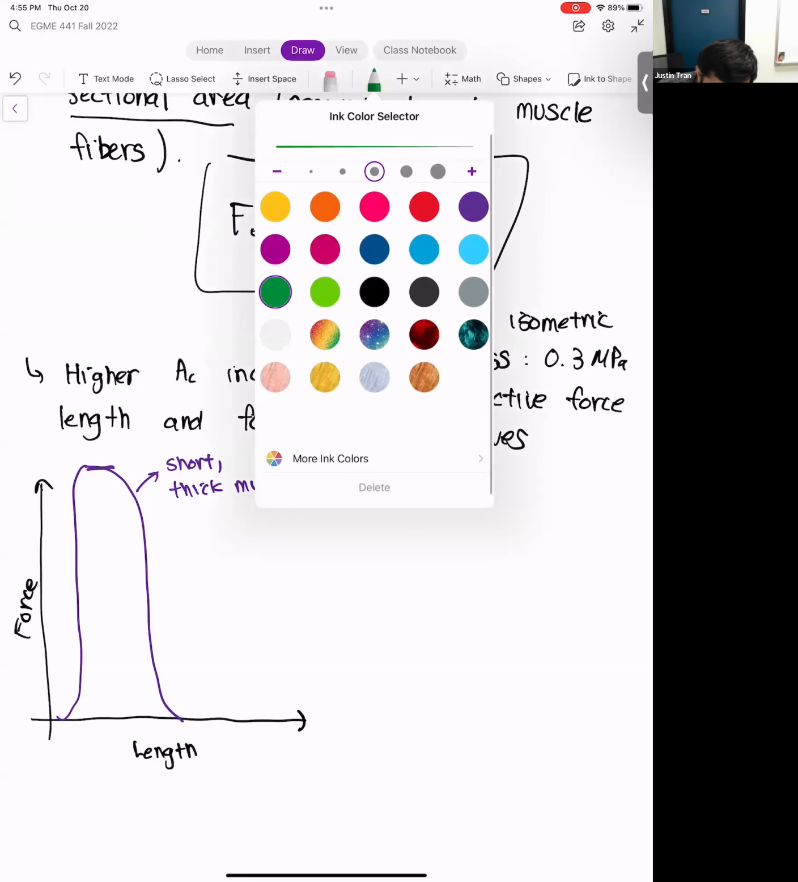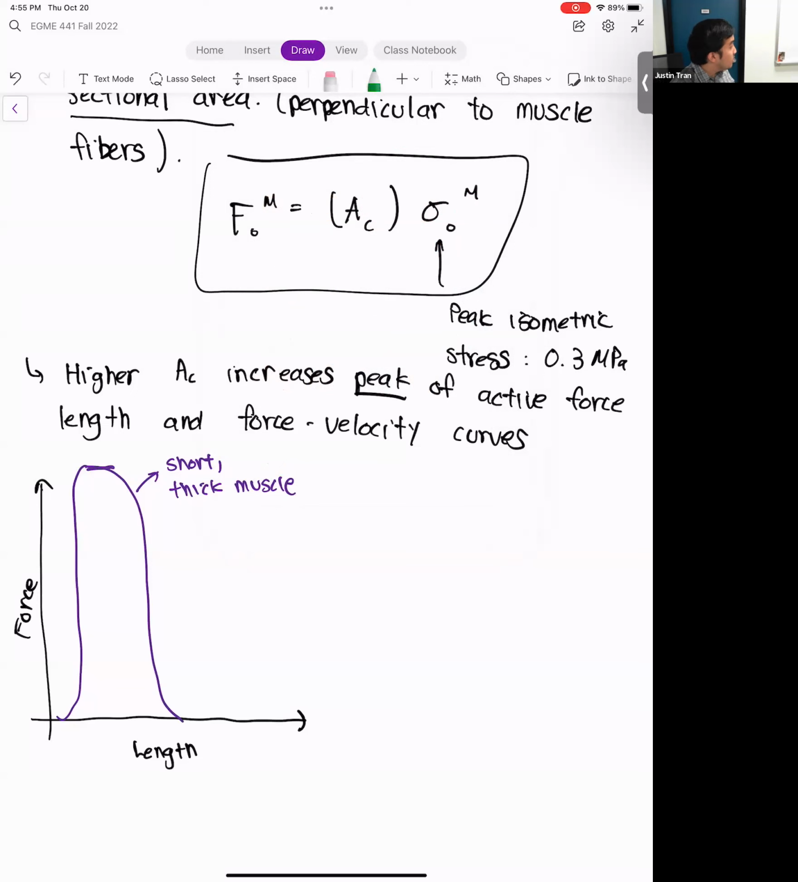And then you compare that to maybe another muscle in your body that may be a lot longer. And so its plateau region is wider, but then it can't produce as much force because it's not as thick. So you might have something that looks like this. And a curve like this is pretty indicative of a long, thin muscle.